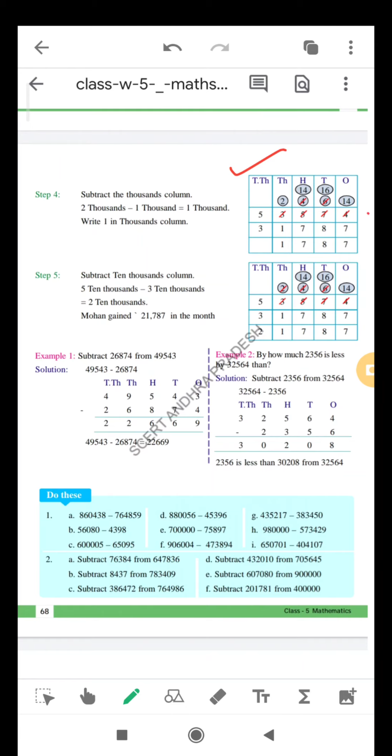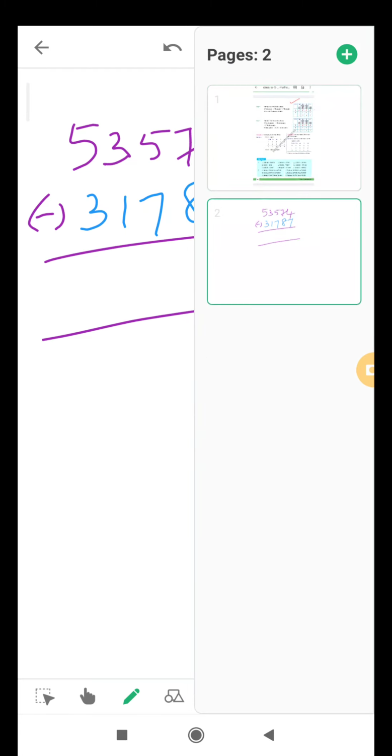Similarly from here, after 1 going here it will become 5. From 5 we have to subtract how much? 8 we have to subtract. So that is also not possible. Therefore again we have to bring 1 from the hundreds place. Now you can see it becomes 16. From 16, 8 is 8. Now this I will explain here again by doing.